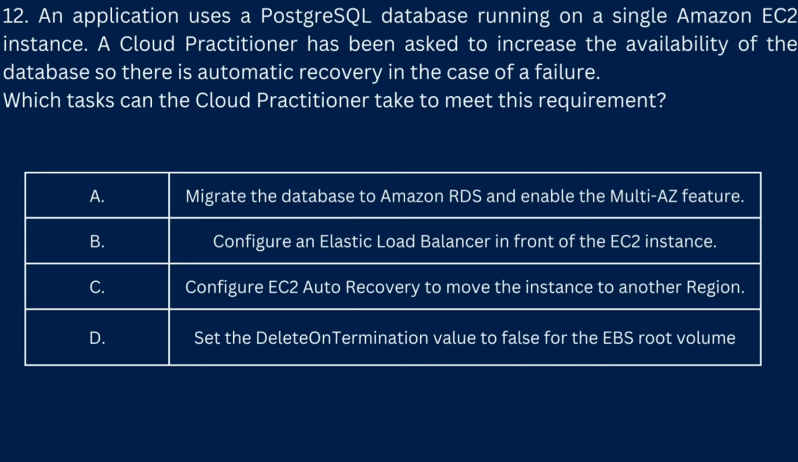A. Migrate the database to Amazon RDS and enable the multi-AZ feature. B. Configure an elastic load balancer in front of the EC2 instance. C. Configure EC2 auto recovery to move the instance to another region. D. Set the delete on termination value to false for the EBS root volume.